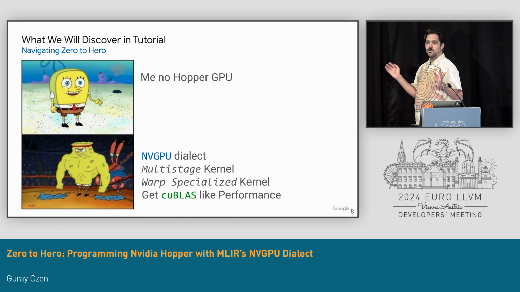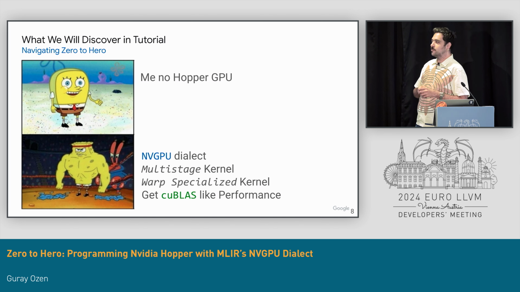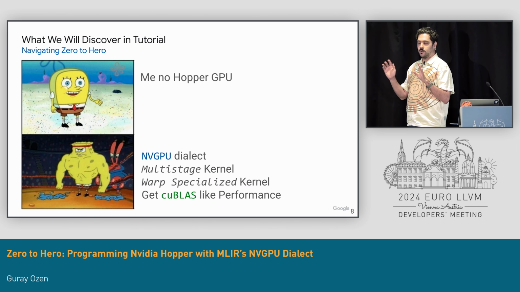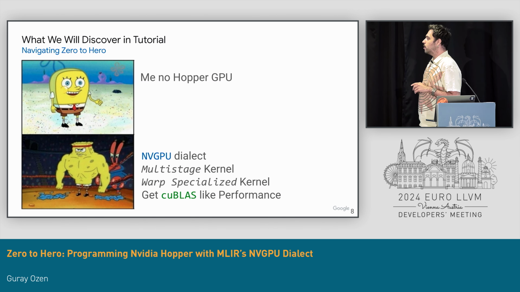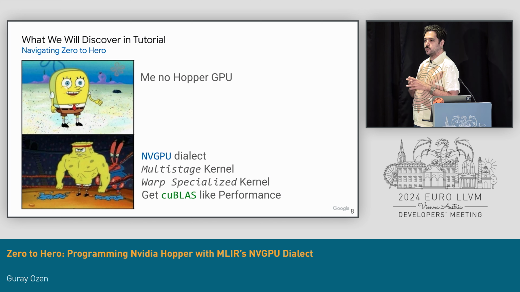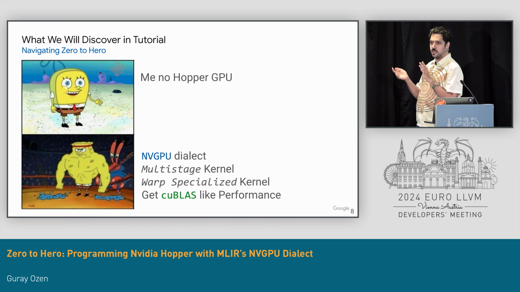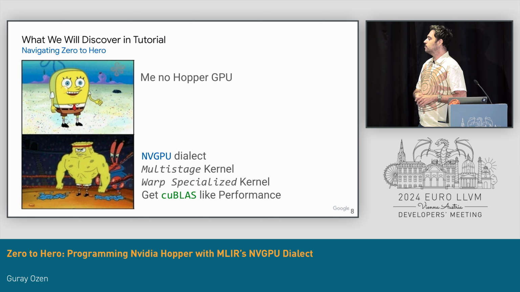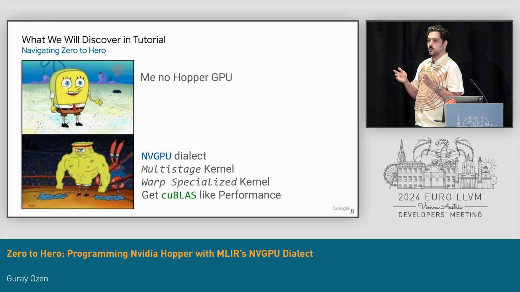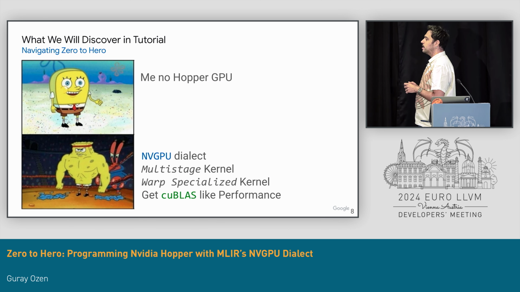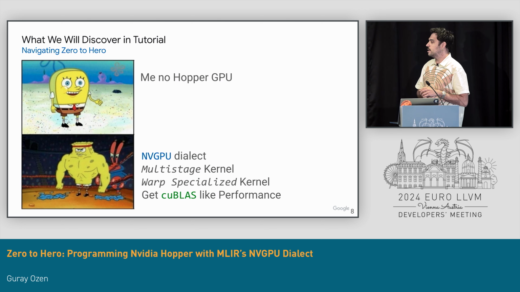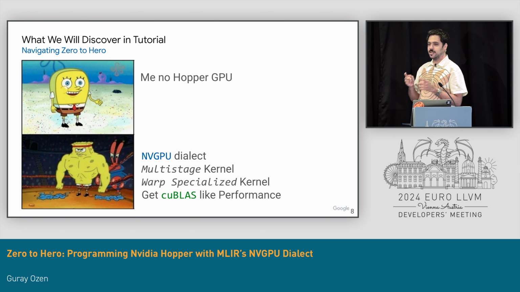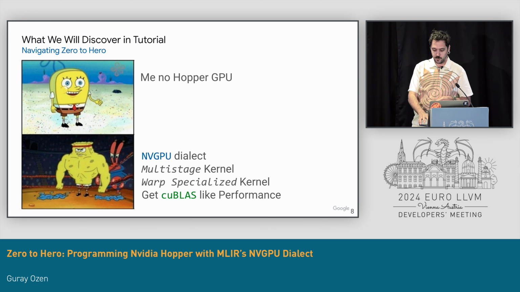So what are we going to do today? We start from zero. We don't know Hopper. By the end of this tutorial, we will learn the NVGPU Dialect. We will learn how the NVGPU Dialect is lowered to NVVM and then PTX. We will implement a multistage kernel, and we will implement a warp specialized kernel. We will get cuBLAS-like performance and be heroes. That is what the tutorial is about.